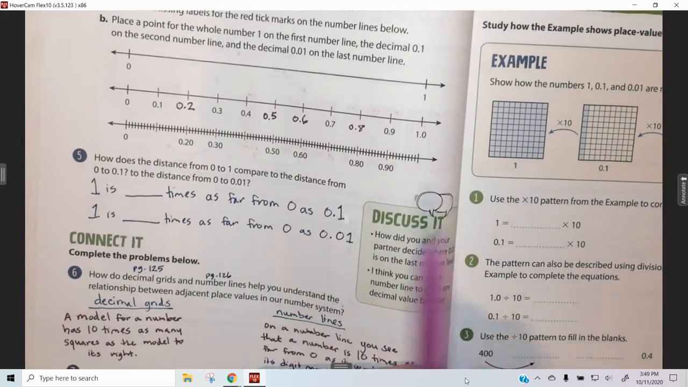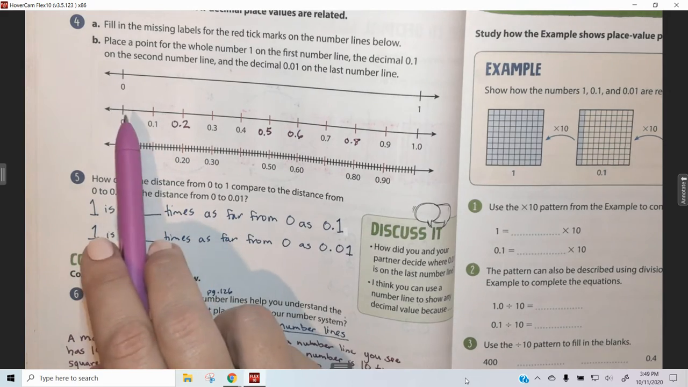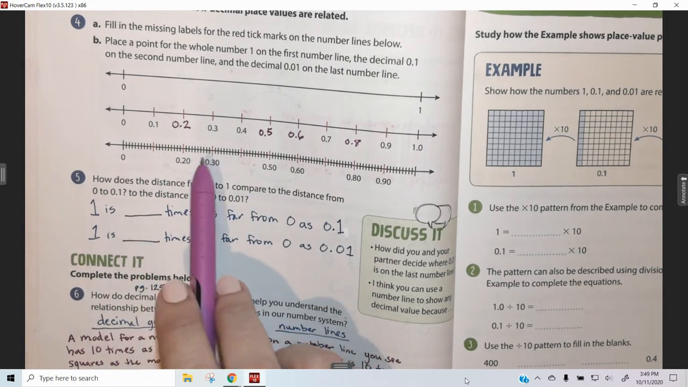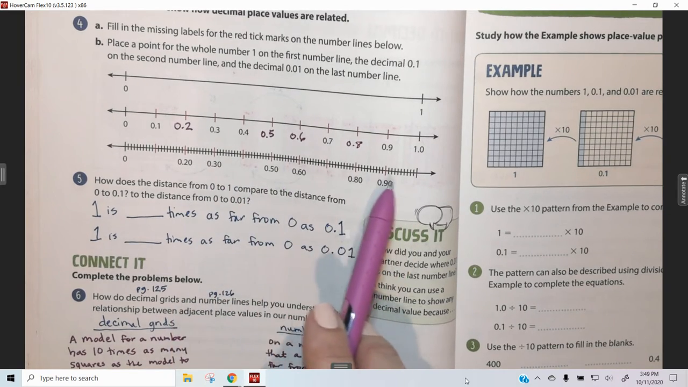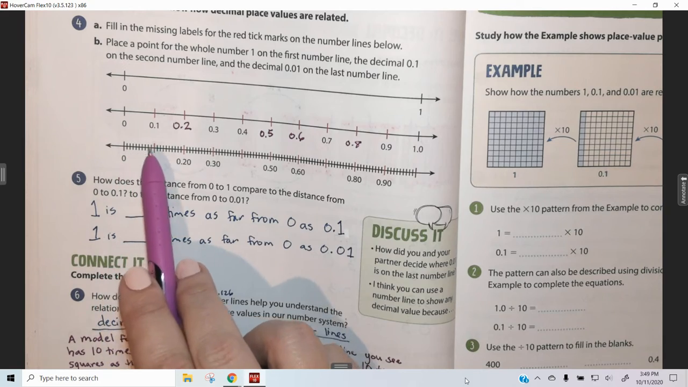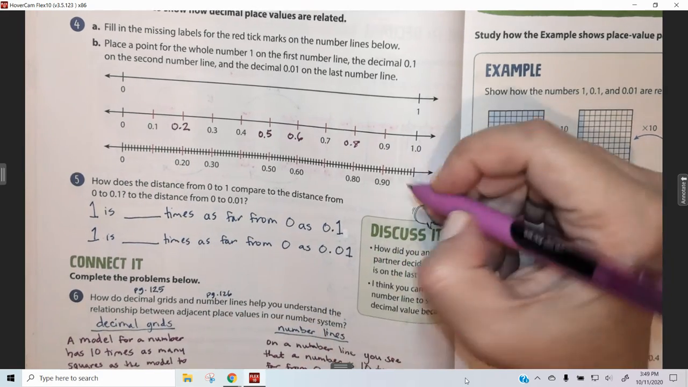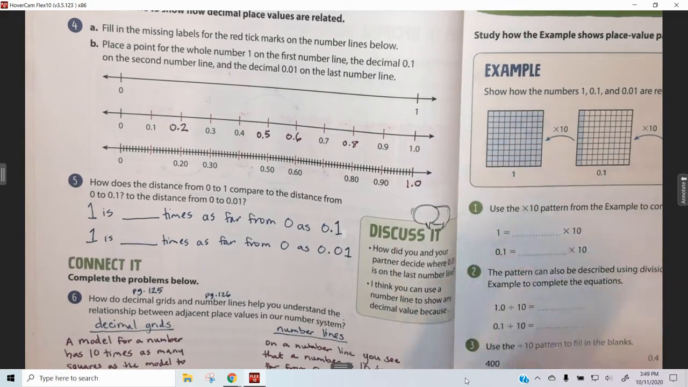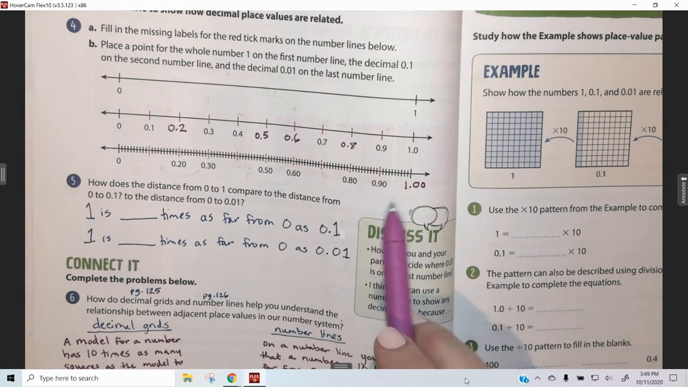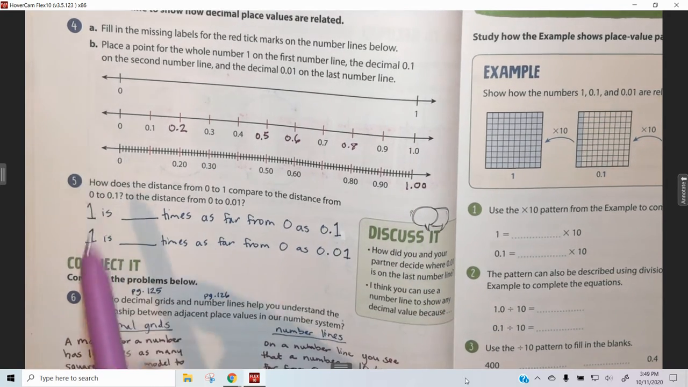Now, let's go and do our red tick marks on this second line. Now, this first line here was broken up into tenths. What is this line broken up into? Do you guys know? How many of these little tick marks are there between 0 and 1 whole? I'll give you a hint. This one's 1 whole. So I'm going to draw it that way, though. All right. These are broken into hundredths.